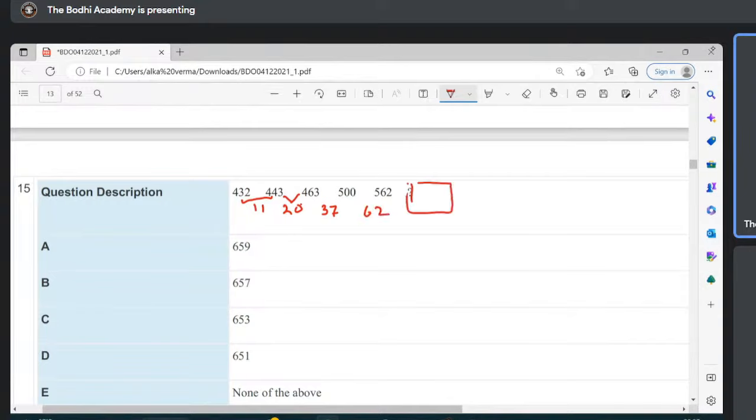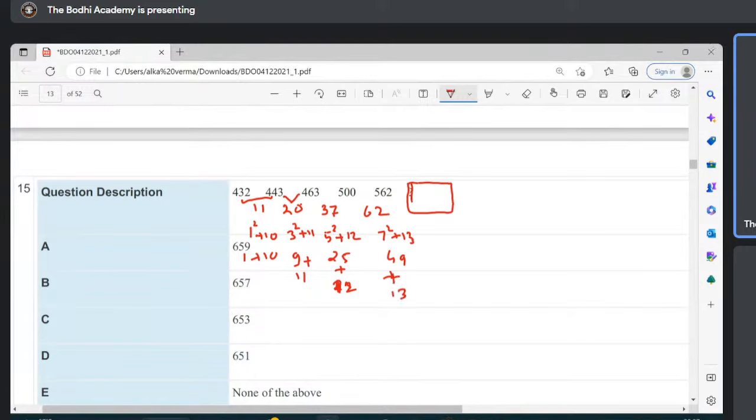Now, what do these 11, 20, 37, 62 mean? Is it following any particular pattern? Yes, it is following a particular pattern. If you notice, it is basically 1 square plus 10. It is 3 square plus 11. It is 5 square plus 12. It is 7 square plus 13. Now, see, 1 square is 1, plus 10, that is 11. 3 square is 9 plus 11, that is 20. 5 square is 25 plus 12, that becomes your 37. 7 square is 49 and then plus 13.